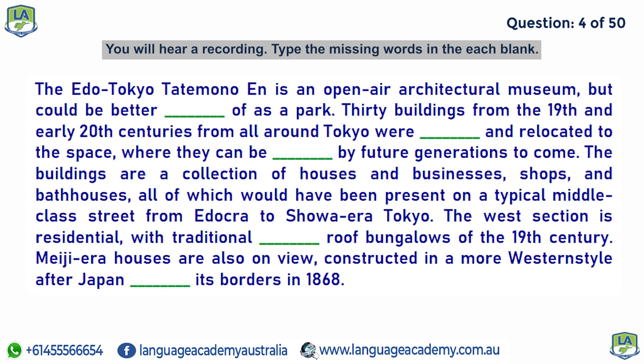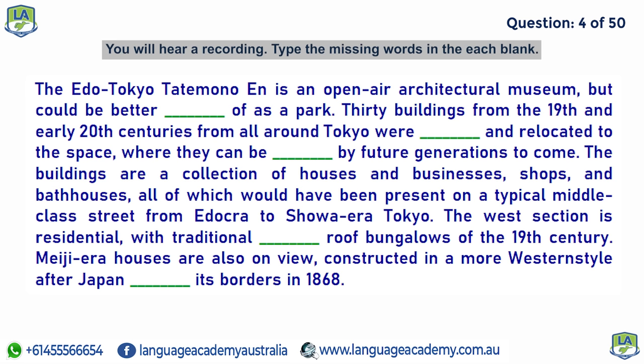The Edo Tokyo Tatemono-en is an open-air architectural museum, but could be better thought of as a park. 30 buildings from the 19th and early 20th centuries from all around Tokyo were restored and relocated to the space, where they can be explored by future generations to come.